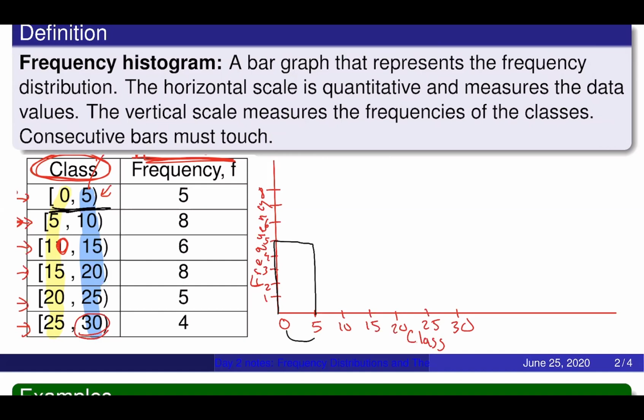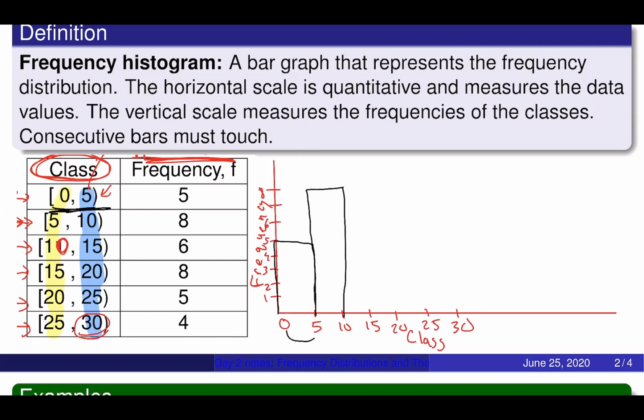For the next bar, from 5 to 10, we have a frequency of 8. So here we go to 5, go all the way up, go over, and then we come back down to 10. And the reason why we go from 5 to 10 is because, once again, the class is from 5 to 10. So that's our second class. All right. Any question in regard to the second bar? All right, let's do the third one.